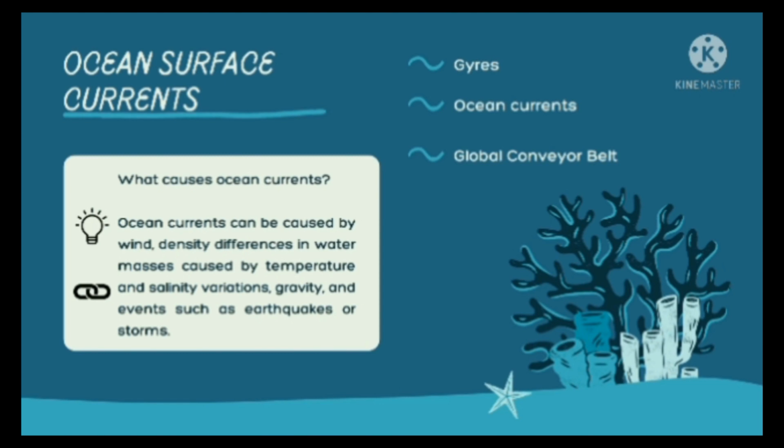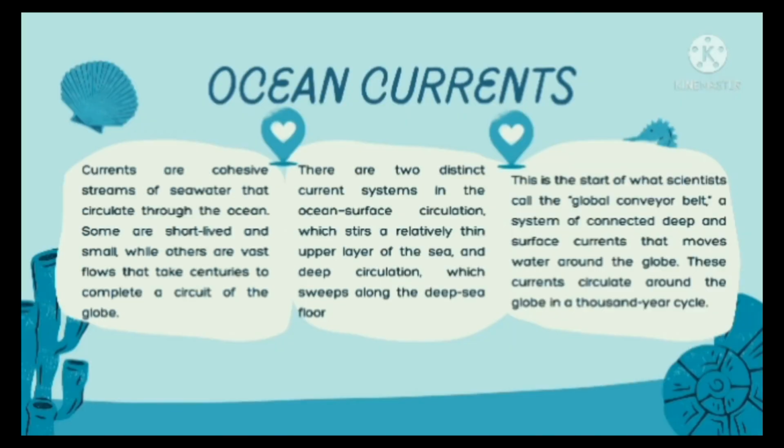As a continuation for the surface currents, what causes ocean currents? They are caused by wind and density differences in water masses caused by temperature and high salinity variations, such as the thermohaline circulation that is responsible for the salinity variations. Some currents are short-lived, while others take centuries to complete a certain circuit around the globe.